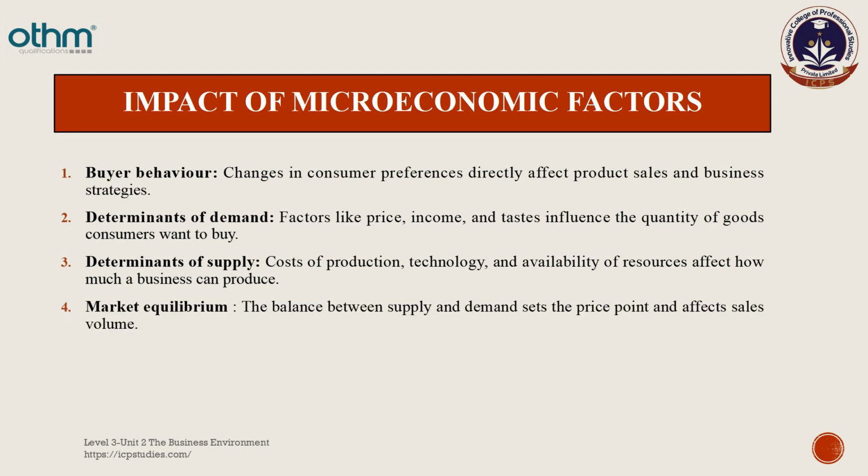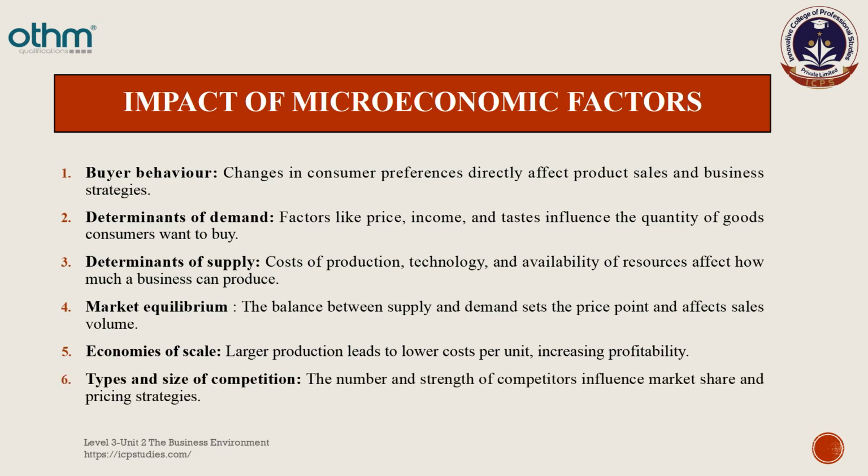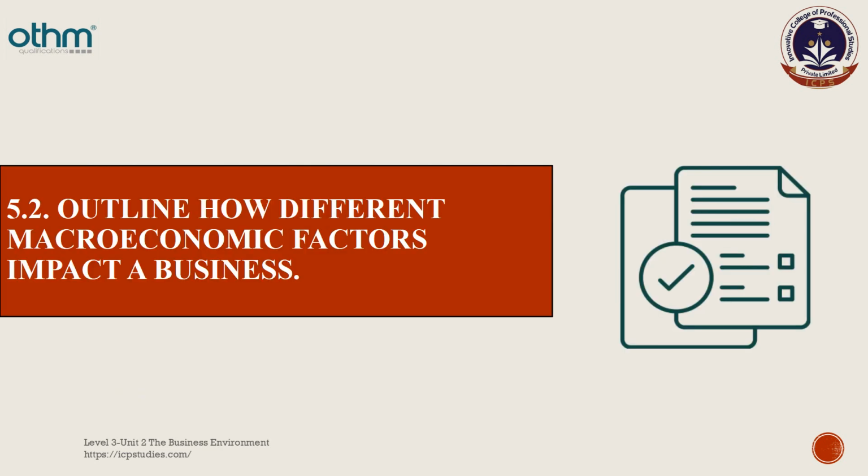If we talk about market equilibrium, then the balance between supply and demand sets the price point and affects the sales volume. And then we have economies of scale. So larger production always leads to lower costs per unit, which increases the profitability of the company. Then at last we have the type and size of the competition. So the number and strength of the competitors influence the market share and pricing strategies of the company.